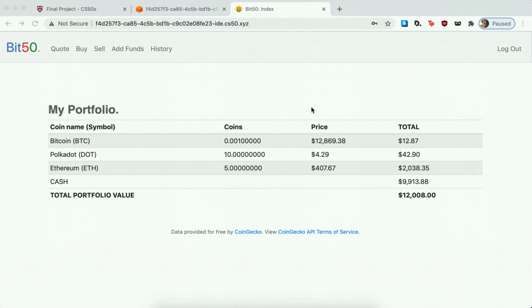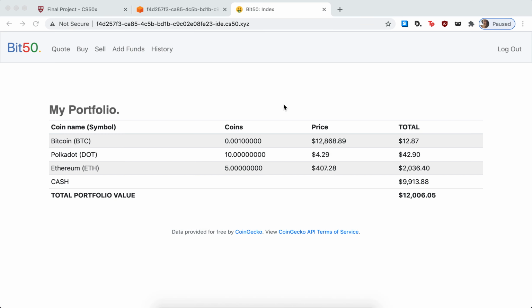This is the portfolio page showing the position of each coin that the user virtually invested in. This is the name of the coin and symbol, the number of coins, price, and the total value. The user can find out more information about the coin that they would like to invest in by clicking on quote.